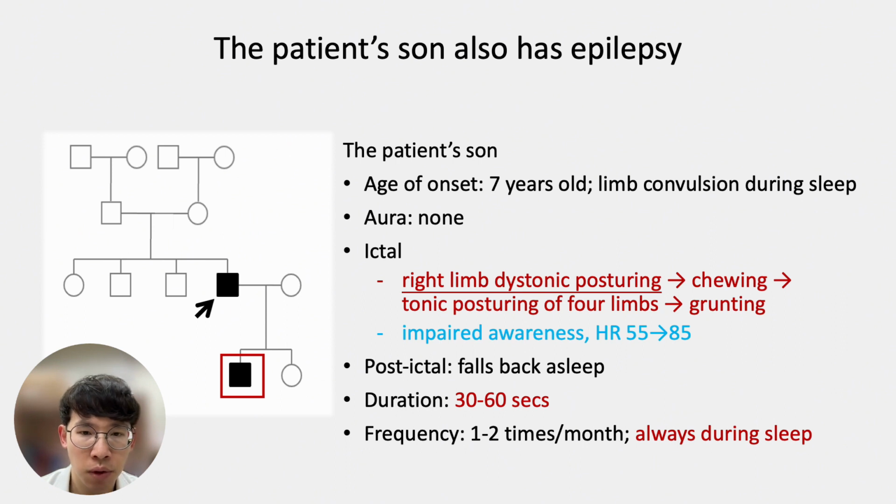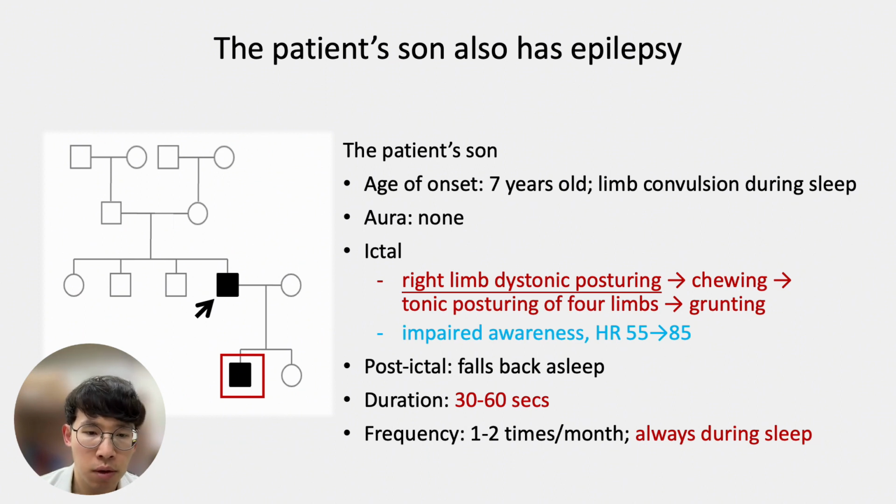It was limb convulsion, first found during sleep. He did not have aura. During the ictal stage, he had right limb dystonic posturing followed by chewing and then dystonic posturing of 4 limbs and then grunting. He had impaired awareness during his seizures, and his heart rate would increase from 55 to around 85 beats per minute. After that, he would fall back asleep.